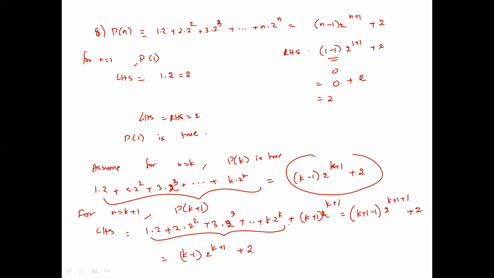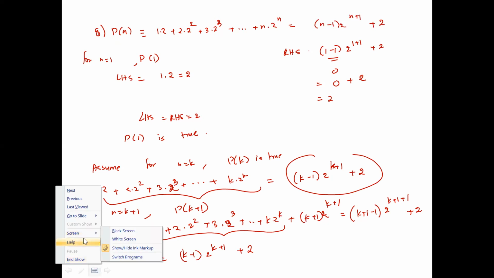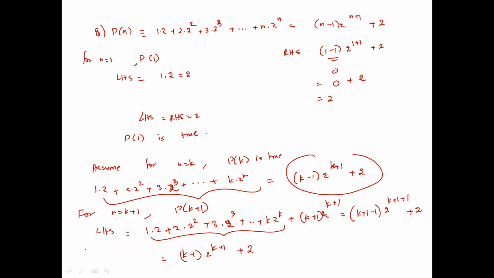Right hand side we will take afterwards. I'll remove right hand side, otherwise we will not have place and we will go wrong in calculations. Okay, and then we have the last term, that is (k plus 1) into 2 power (k plus 1). This is what we have.